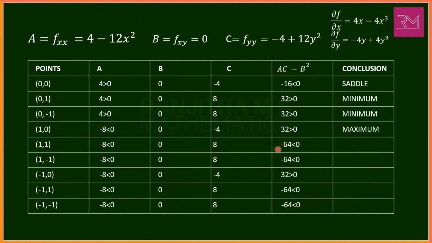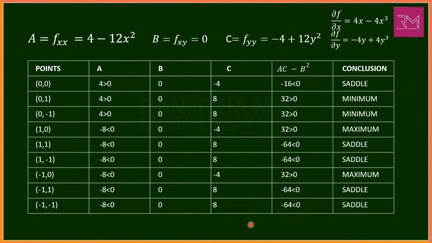Similarly, AC minus B square value is minus 64, which is less than 0, and the A value is also less than 0. Here AC minus B square is less than 0, so we can conclude that it has a saddle point. Here also AC minus B square is less than 0, hence it has a saddle point. Here AC minus B square is greater than 0 and the A value is minus 8, which is less than 0, hence for the point minus 1, 0, it has a maximum value. Similarly, AC minus B square is less than 0, so it has a saddle point. For the point minus 1, minus 1, AC minus B square is less than 0, hence it has a saddle point.